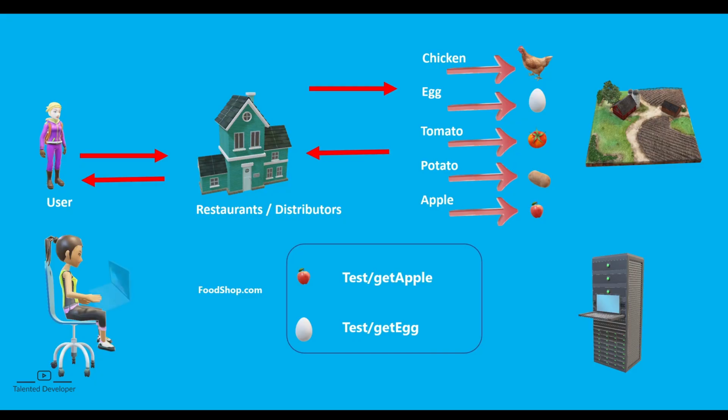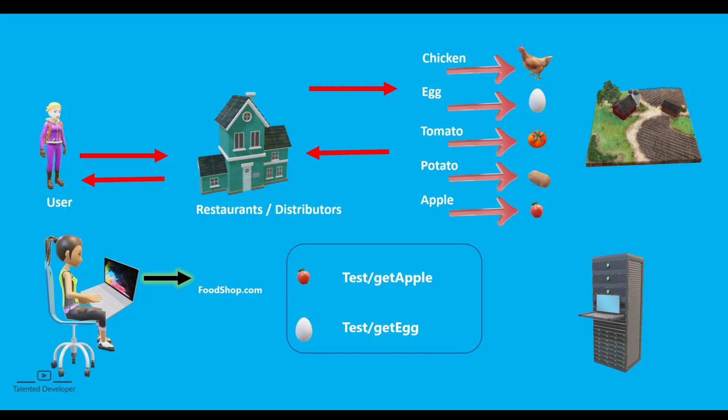How can they access it? They need a UI. The user is going to use the laptop as a GUI, graphical user interface. From here they can open a browser, search foodshop.com, and see all the items like apple, banana, potato, whatever. But internally, for each item some endpoint is there. Like for apple, the endpoint will be test slash get apple.